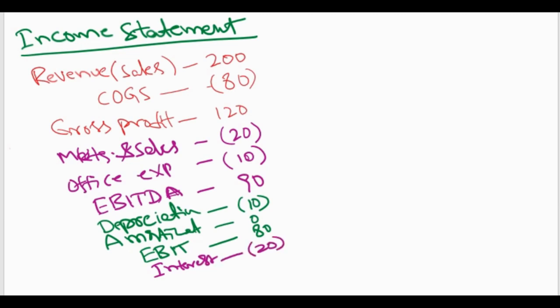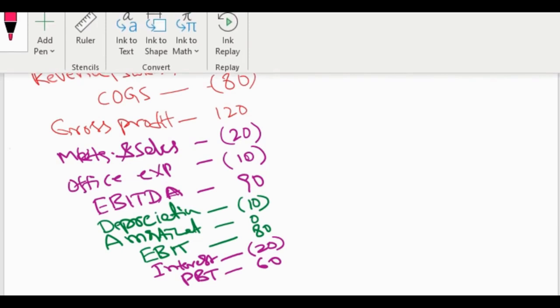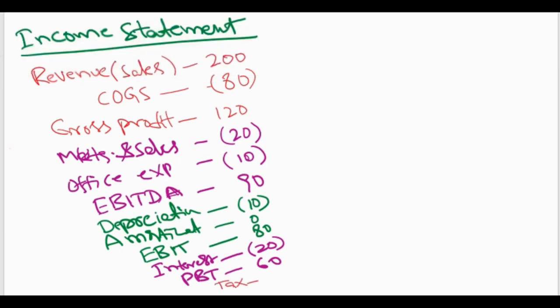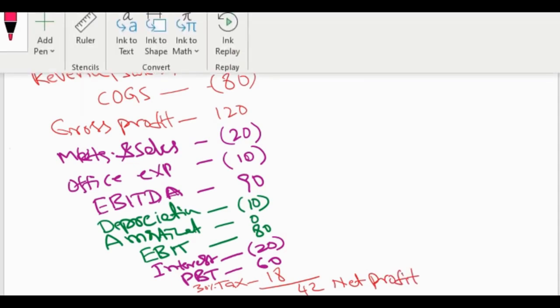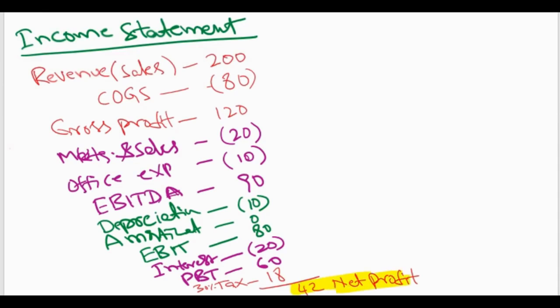So then profit before tax. How much is the profit before tax? This is 60 million. And then what is left out? Tax. Let's say tax is around 30% if I consider. How much? 18. So finally net profit is 42 million. This is the net profit based on this income statement.